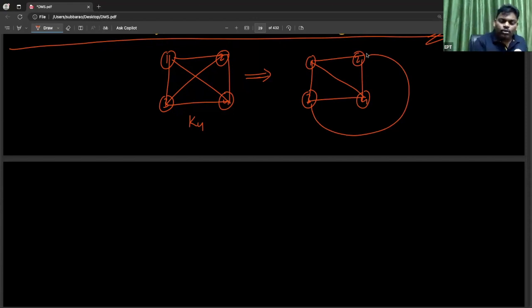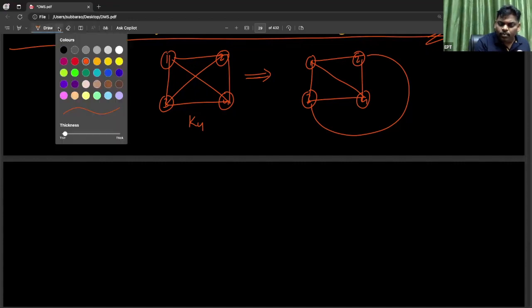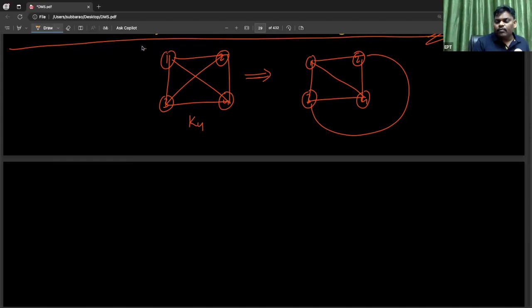Now one more thing. In the complete graph, all the vertices are adjacent or not? Normally, a complete graph will take more colors because everyone is adjacent. Are you getting? So please be careful.